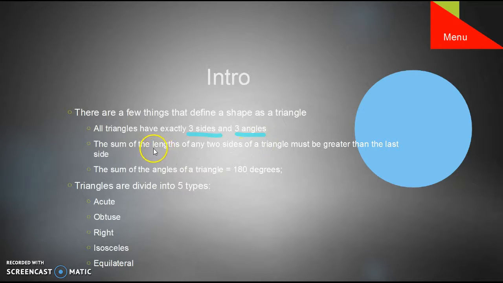The sum of the lengths of any 2 sides of the triangle must be greater than the last. So when you have any triangle, call the sides A, B, C. Let's assume C is the longest side. So that means C has to be less than A plus B.